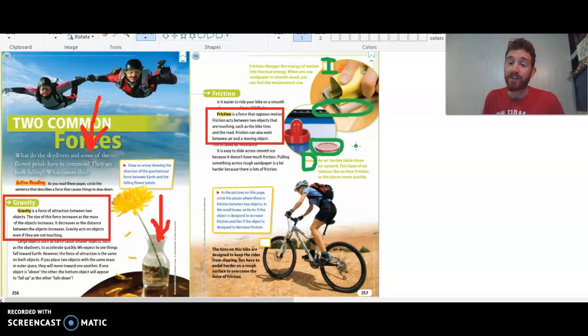Again, ice has less friction, more slippage, okay? The less friction there is, the more slippery the objects can be. The more friction there is, the rougher it is, or the less sliding there can be, okay? So that's kind of the idea here.